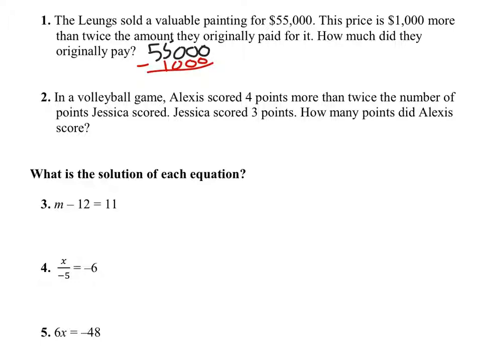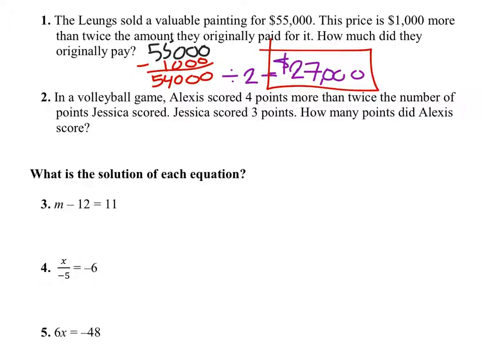So the painting, double the original amount, would have been $54,000 after we subtract. But then that's twice it, so we have to figure out what half of that is. So that would have been $27,000. No, because it's $1,000 more after the double, so you have to take $1,000 off and then half it. See, now if we work backwards, 27,000, double that is 54,000. $1,000 more than that is 55,000.